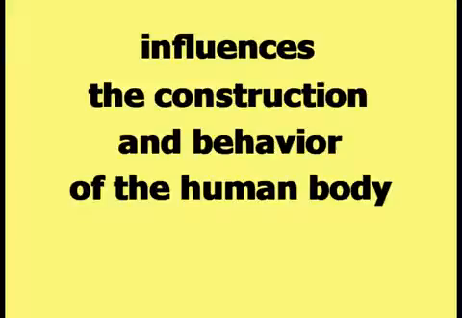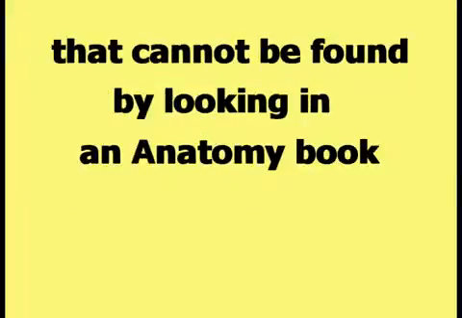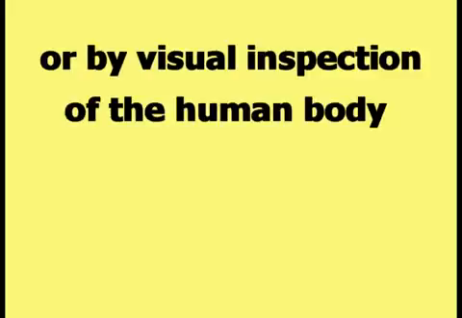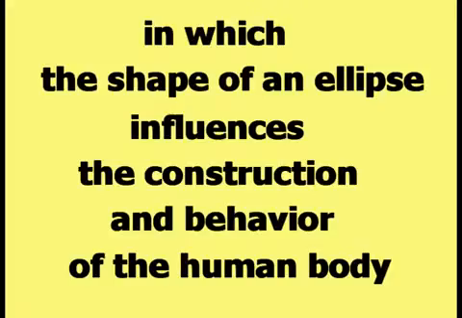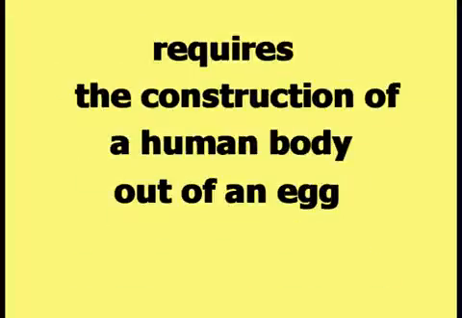This video is going to discuss a way that the shape of an ellipse influences the construction and behavior of the human body that cannot be found by looking in an anatomy book or by visual inspection of the human body. The demonstration of this particular way, in which the shape of an ellipse influences the construction and behavior of the human body, requires the construction of a human body out of an egg.